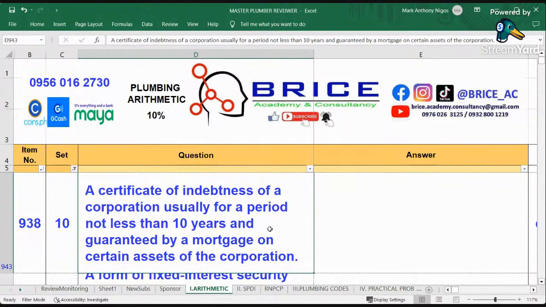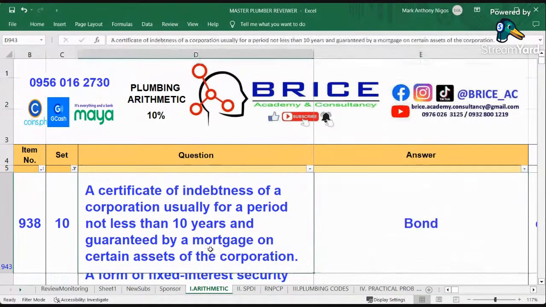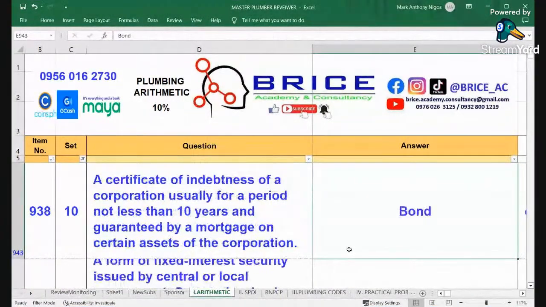938. A certificate of indebtedness of a corporation, usually for a period of not less than 10 years and guaranteed by a mortgage on certain assets of the corporation. The answer is bond.